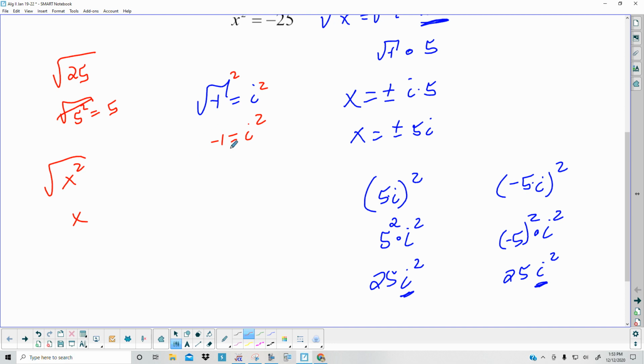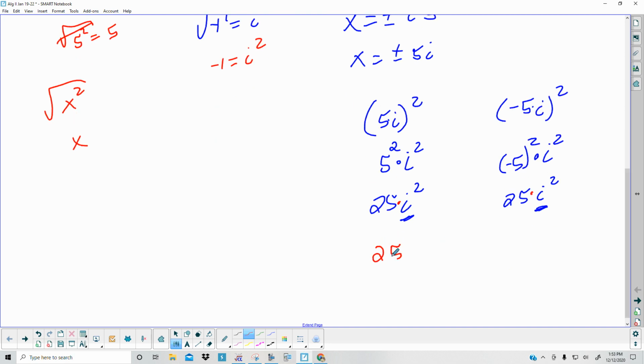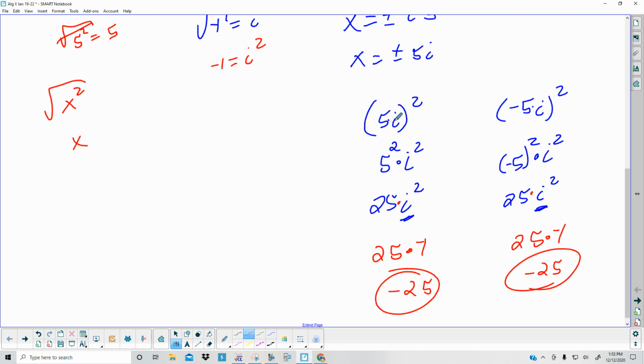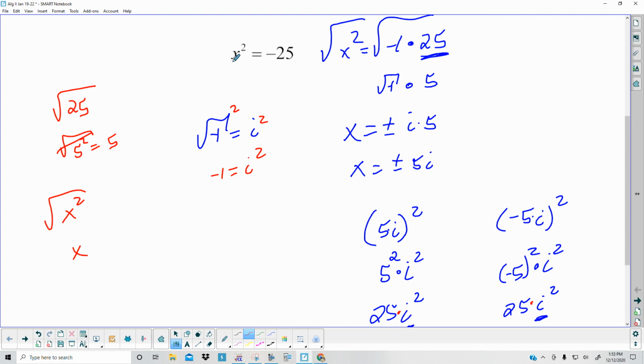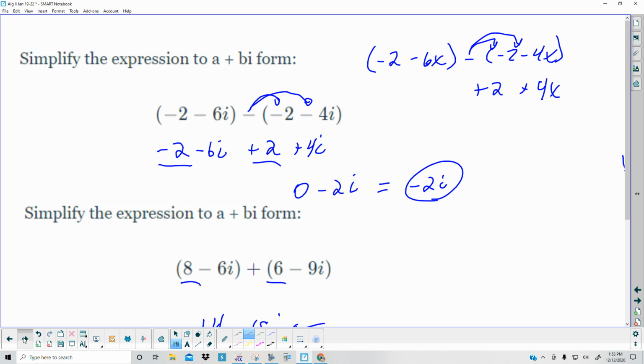i squared is worth negative 1. This is a product. So you have 25 times negative 1 and 25 times negative 1. So you get negative 25 as required. Those things squared give you negative 25, which was the question. What squared is negative 25? Positive 5i and negative 5i. You square those and you get negative 25. So then let's go back to the question at hand.